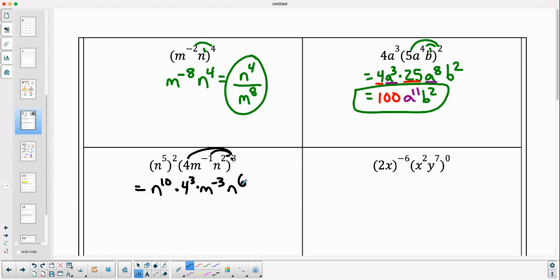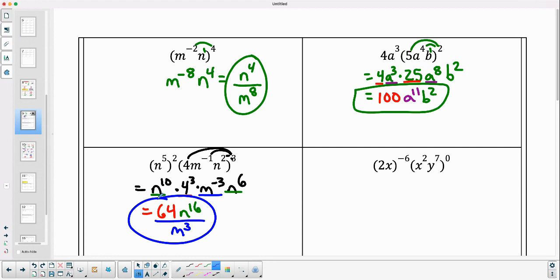Okay, then we can combine some things. First, this 4 to the third is just 64. We have two things with n in it, n to the 10 and n to the 6. When we add those, n to the 16. And then this m to the negative 3 right here, we can bring that down and make it a positive 3. And then that one is done.